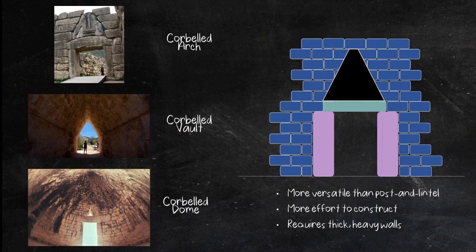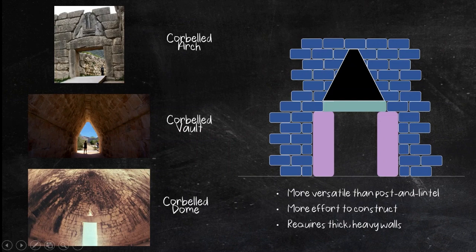Now, of course, there are always trade-offs in architecture. So corbelling is stronger and more versatile than just post and lintel, but it also requires more effort to construct, so more resources of time and labor and skill have to be devoted to it. And its use is limited to situations where there are thick walls or supports to handle it.